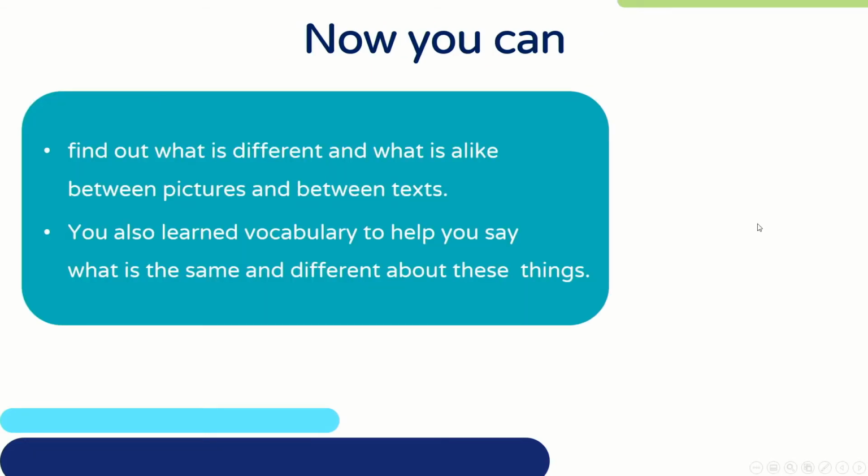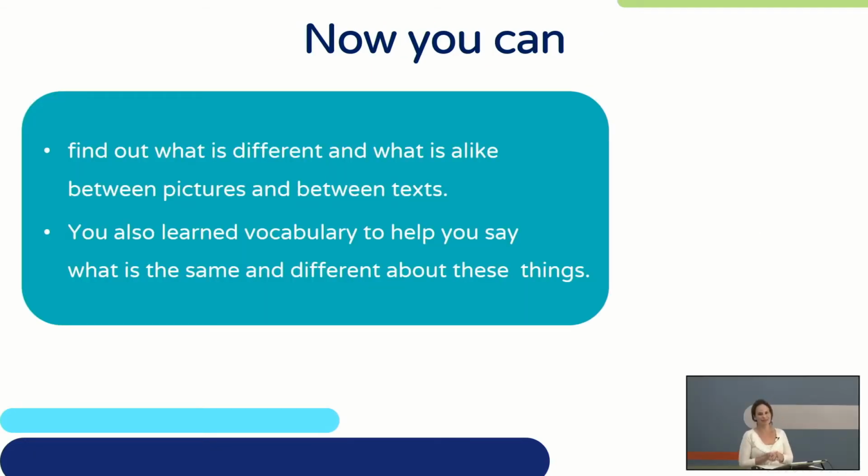And now we're coming to our end, we're going to summarize and conclude what we learned today. So today, you learned how to find out what is different and what is alike between pictures and between texts. You are also able to learn new vocabulary, which helped you say what is the same and what is different about these things.